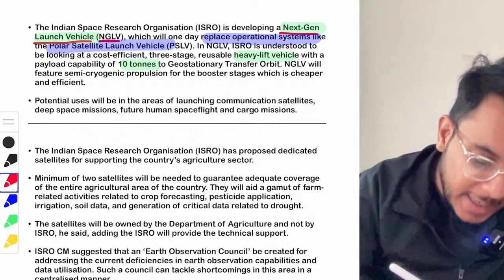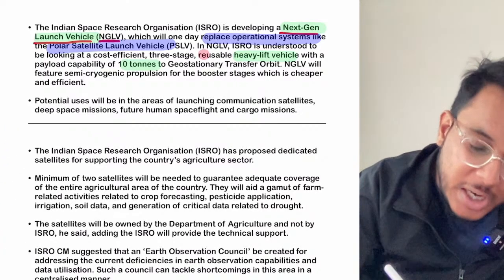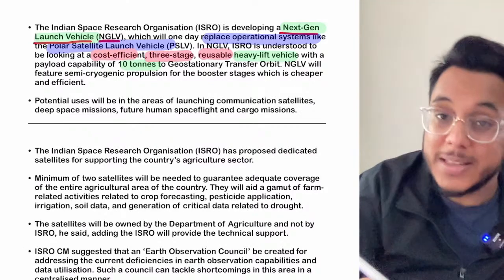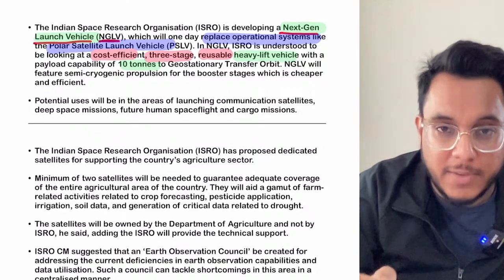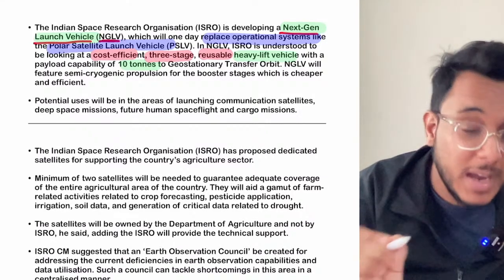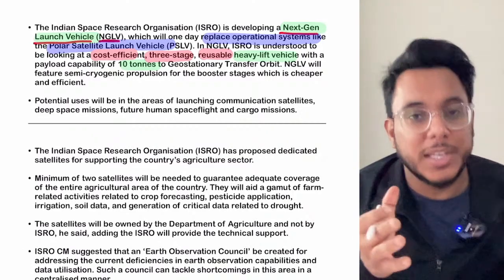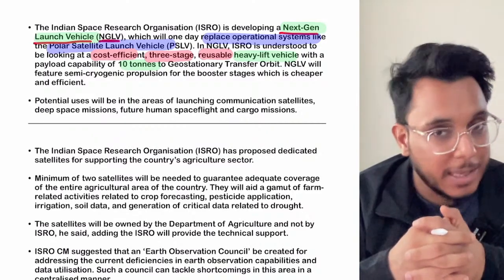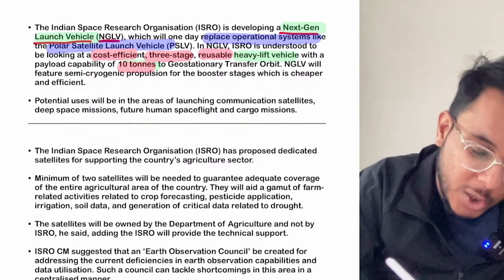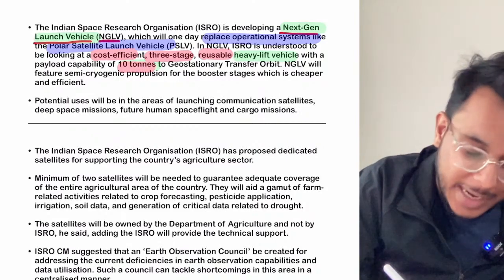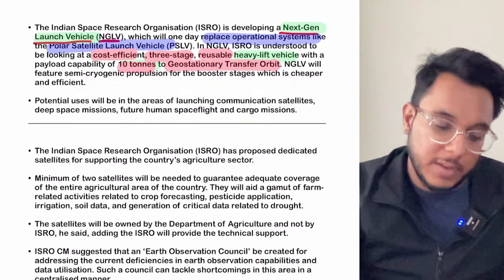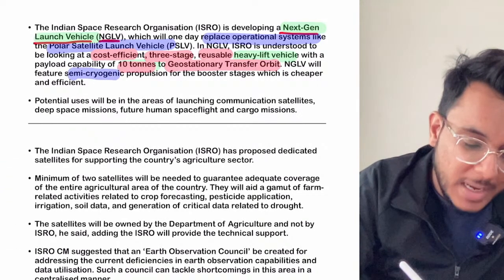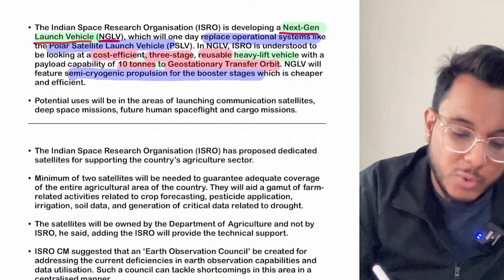Moreover, guys, the NGLV is also going to be a reusable vehicle. Okay, now NGLV is cost efficient, it will be 3 stage. Right now we have a four stage vehicle, so it will be a cost efficient 3 stage. Now obviously when there are 3 stages, the cost will come down, and it will be reusable, so again the cost will come down, and it will have a capacity of 10 tons to reach the geostationary transfer orbit. Now this particular NGLV will have a semi-cryogenic propulsion system for the booster stages.